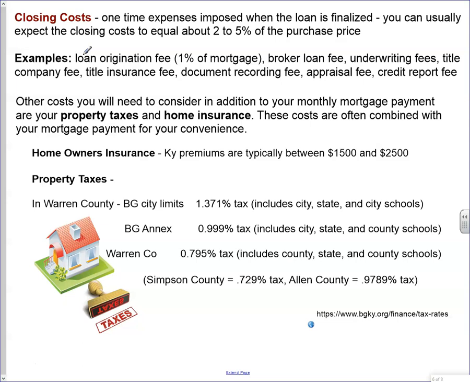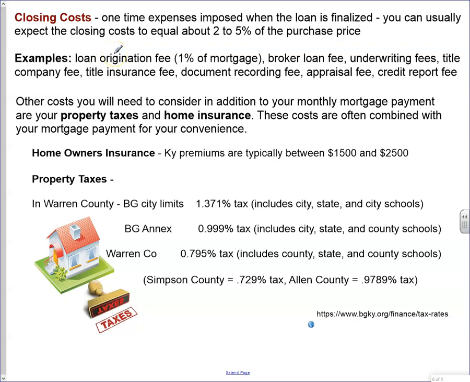Some examples of what goes into closing cost: lots of fees, right? A loan origination fee, your broker loan fee, title insurance fee, and so on. Lots of different fees that you have to pay, mainly to different companies and different people that are helping you get the money and helping you set up all the paperwork that you have to fill out, etc. Okay? So just a reminder of that.